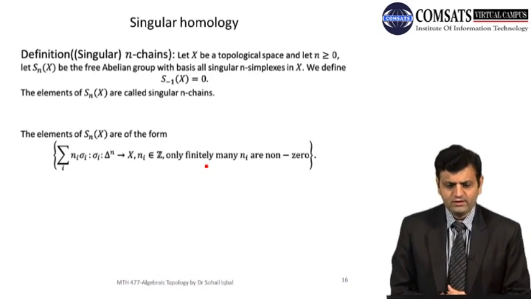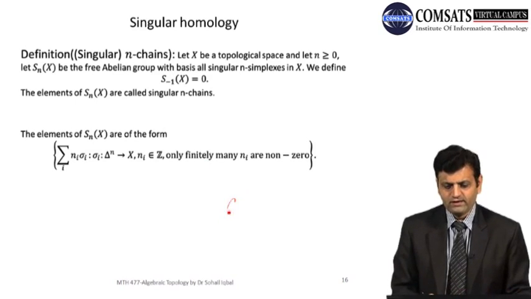So let's go forward and see how to define the homology. And of course, to define homology we need to define what n chains are, or in particular what singular n chains are. So we have a topological space X, and for any n greater than or equal to 0, we can define S_n(X) to be the free abelian group with basis all singular n simplices.